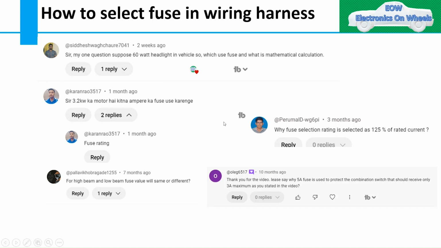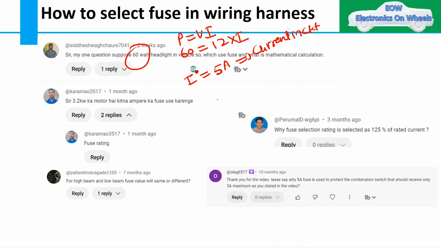So the first question, 60 watt of headlamps. As I told you, P is equals to VI. If you are working on the 12 volt system, so 60 is equals to 12 into I. So I is equals to 5 amps, right? This is your current in the circuit. Now what you have to do, you have to find out the fuse rating, right? Fuse rating.